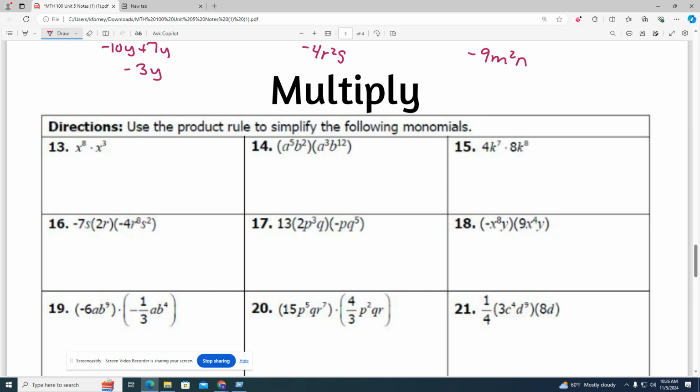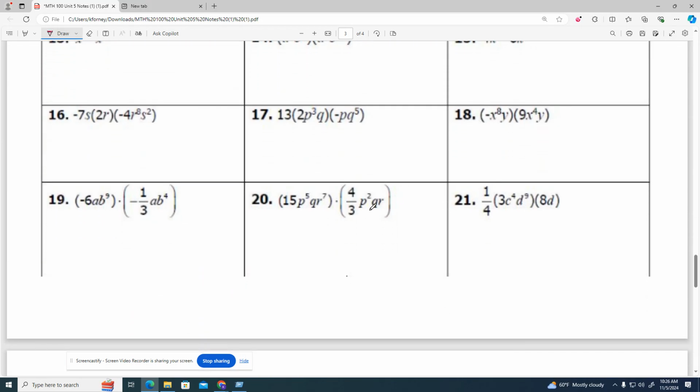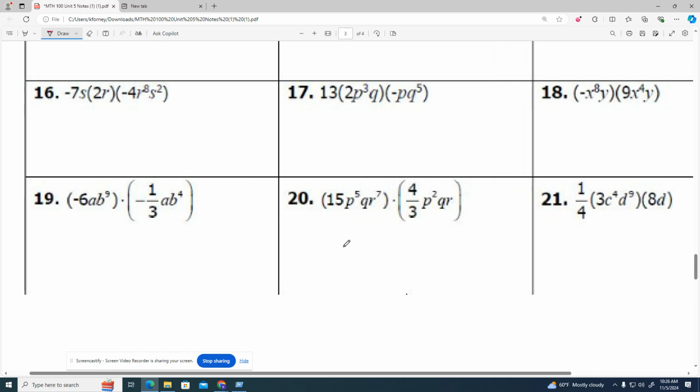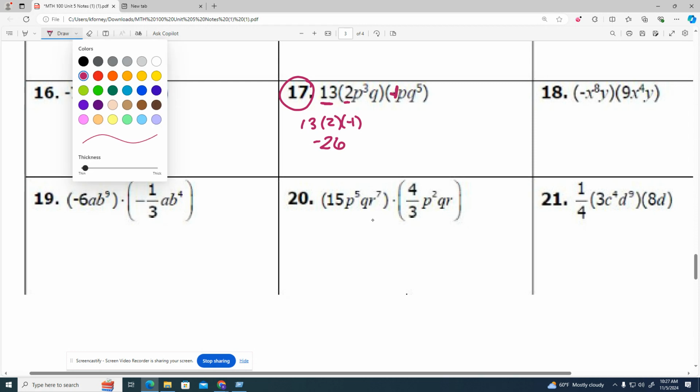So, looking at multiplying, if we remember in multiplication, we multiply coefficients and do what with our exponents? Add. So let's look at number 17. Now we're not going to do all of these together, but I do want us to look at a couple. So 17, I have 3 different coefficients. Some of you might be like, I only see 2, but trust me. We want to multiply the 13, the 2, and a negative 1. When you have that negative, that's a negative 1. So, doing that, I get negative 26.